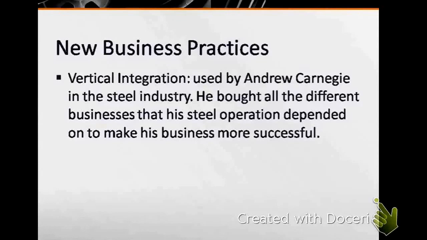The first new business practice we're going to talk about is vertical integration. It was used by Andrew Carnegie in the steel industry. He bought all the businesses that he needed for his steel operation. He bought all the different businesses that his steel operation depended on to make his business more successful. So he bought the mines, he bought everything that would create his steel, and that way he made business on each step, and he owned it all.